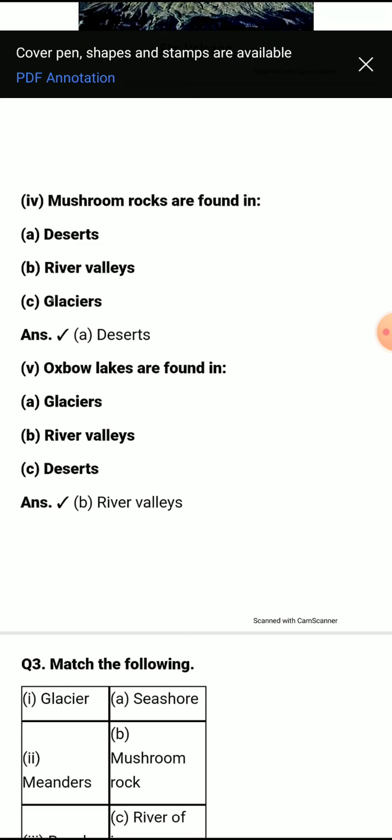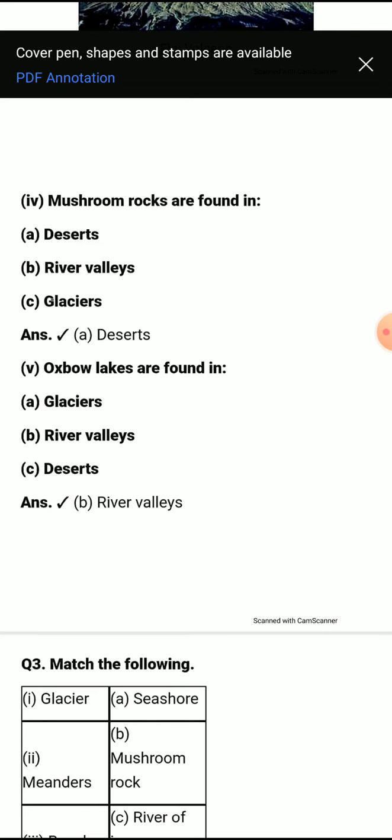Oxbow lakes are found in, where are Oxbow lakes found? We have done Oxbow lakes just now. Where are these lakes found? River valleys, right? Okay, the answer of this question is river valley. Next question is about match the following. Okay, at page number 18, match the following.